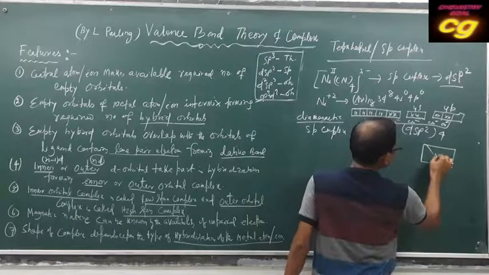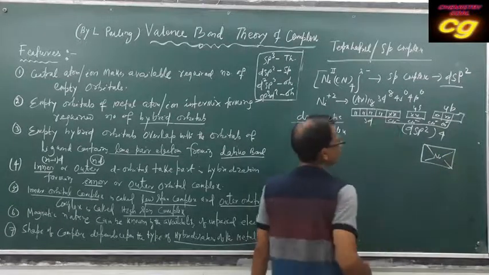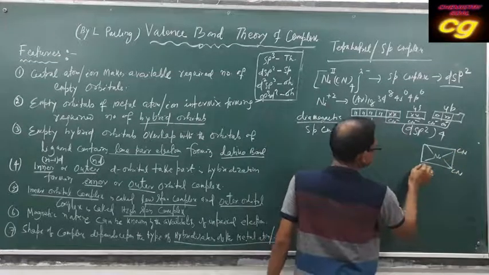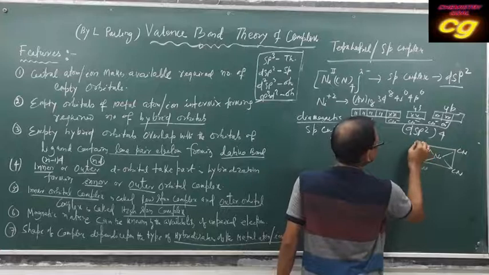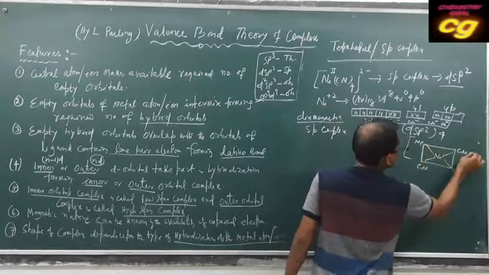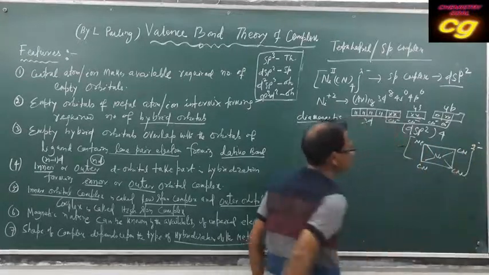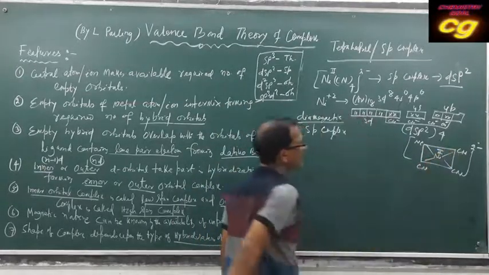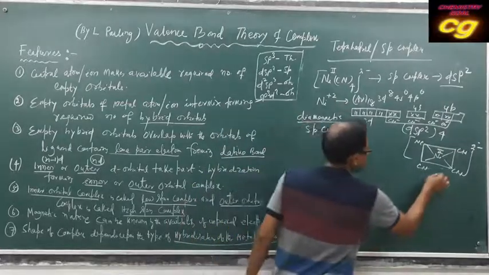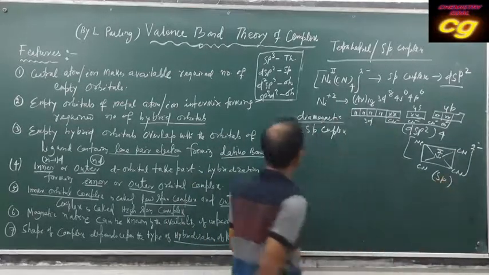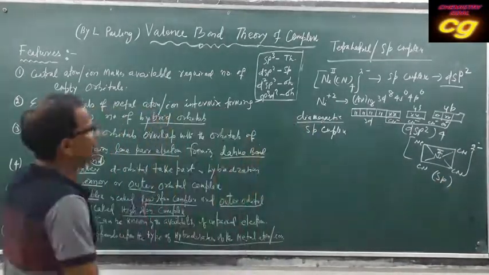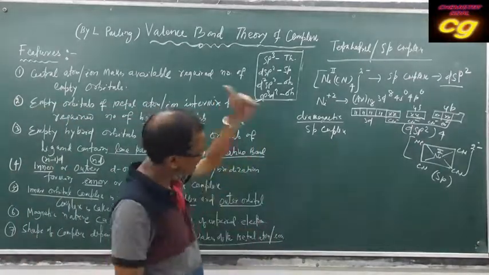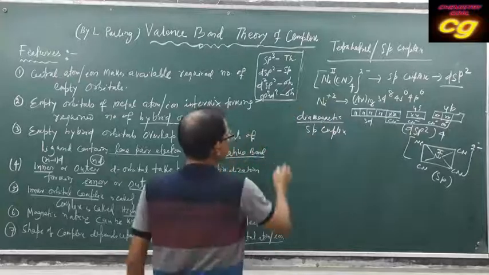The shape will be like this, with nickel at the center and CN minus ligands around it, the complex having a 2 minus charge and nickel carrying a 2 plus charge. This is square planar in shape and diamagnetic, and the hybridization is dsp2.